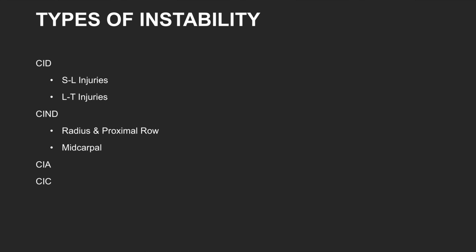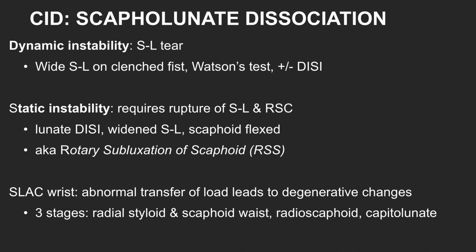So when looking at the types of instability, we can look at carpal instability dissociative, which is the SL and LT injuries, carpal instability non-dissociative between the rows, radiocarpal and midcarpal, and adaptive and complex. So let's look at carpal instability dissociative, specifically at the SL injury.